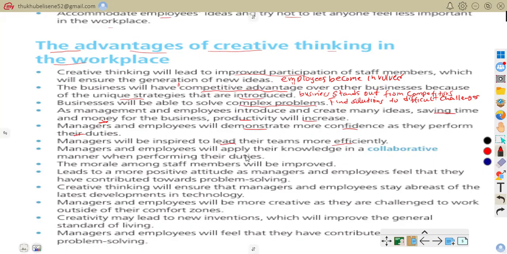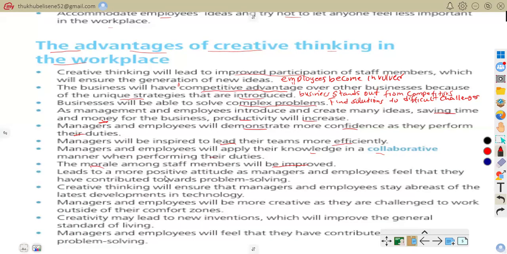Managers and employees will apply their knowledge in a collaborative manner when performing their duties. So here we're talking about how it encourages teamwork. People collaborate and share ideas. The morale among staff members will improve. Employees feel happier and motivated. Workers are going to enjoy contributing like this. That is that.